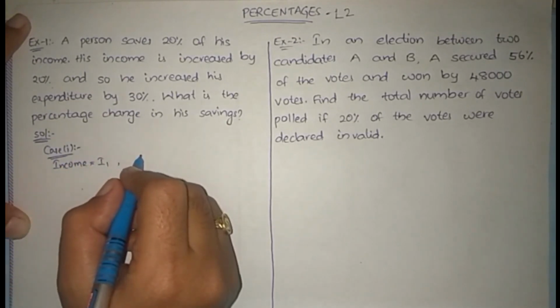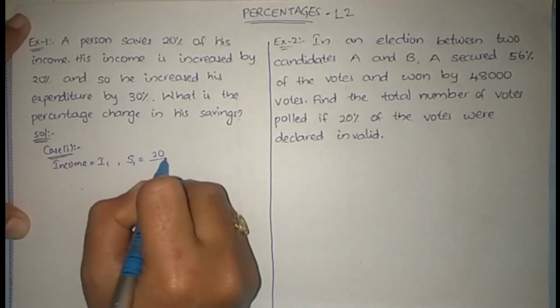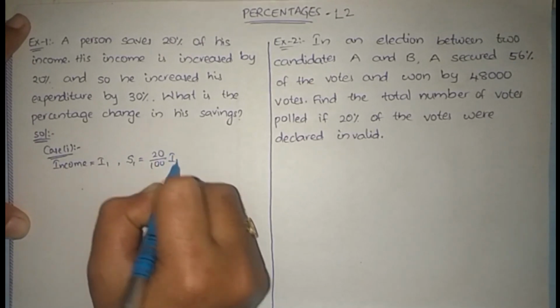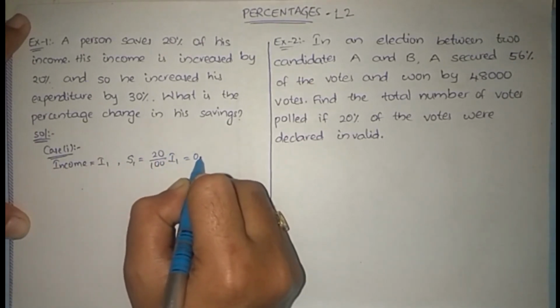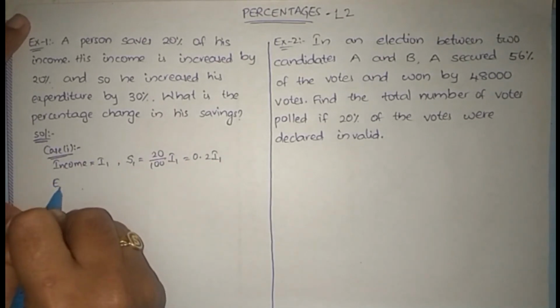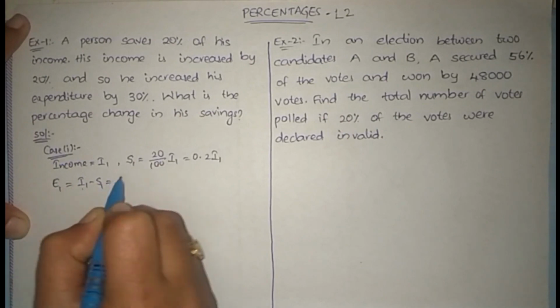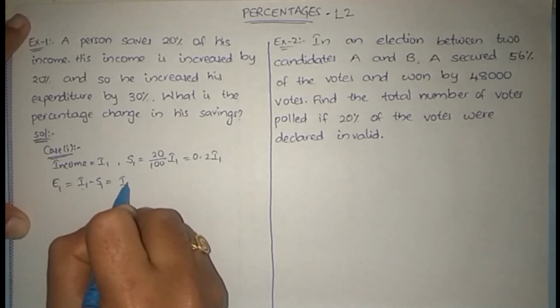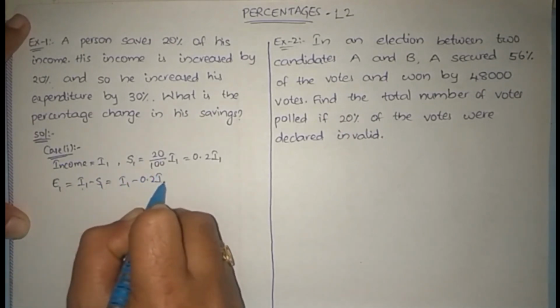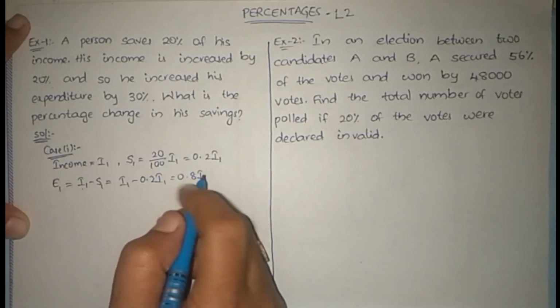So if income is I1 and it is given that saving is 20% of his income, that is 20% of I1, that becomes 0.2 I1. So what comes as expenditure? Expenditure is nothing but income minus savings, that is I1 minus S1, that is I1 minus 0.2 I1. It gives us 0.8 I1, right?